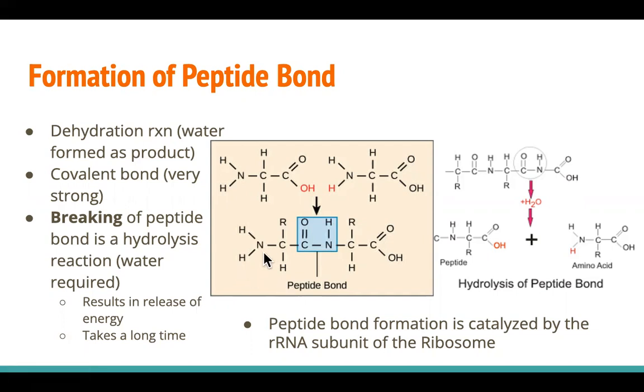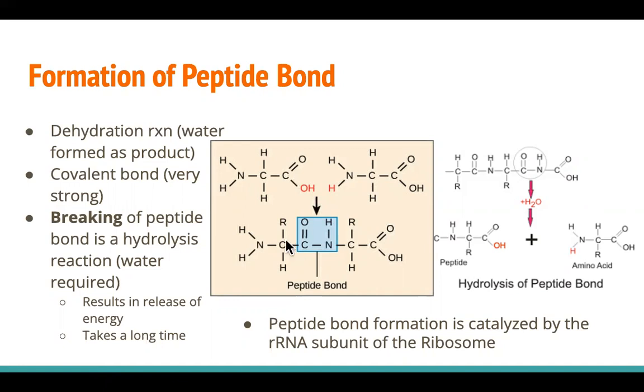So specifically what occurs is you have the OH from the carboxyl group of 1 amino acid, and then the H of the amino group from another amino acid. Those 2 break off into a water molecule. So that's why it's a hydrolysis reaction or a dehydration reaction, because the water is leaving, as you see over here. And then the carbon and the nitrogen bond together. And that bond between the carbon and the nitrogen is a peptide bond.